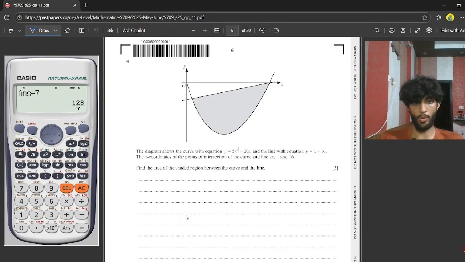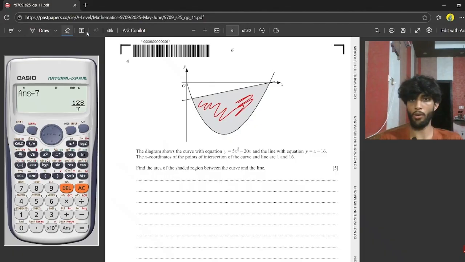We're on to question 4, and we have a diagram over here. The question says the diagram shows a curve with the equation y equals 5x raised to the power 3 by 2 minus 20x, and the line with the equation y equals x minus 16. The x coordinates of the points of intersection of the line and the curve are 1 and 16. Find the area of the shaded region between the curve and the line, which is this area right here, which we're supposed to find.